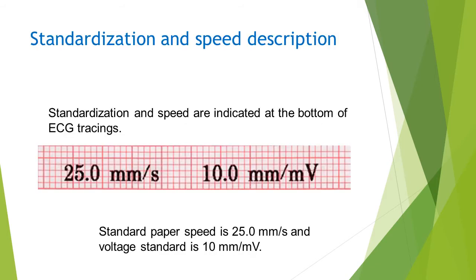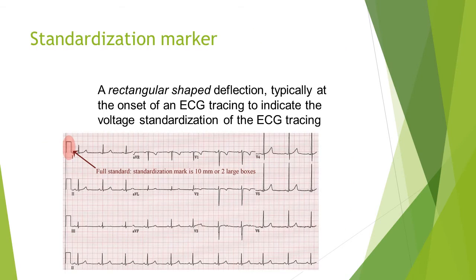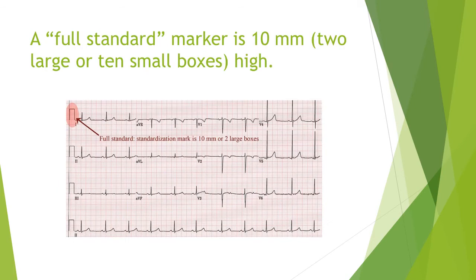First, coming to standardization and speed description. Standardization and speed are indicated at the bottom of ECG tracings. Standard speed is 25 mm per second and the voltage standard is 10 mm per millivolt. Standardization marker: a rectangular shaped deflection, typically at the onset of an ECG tracing, indicates the voltage standardization of the ECG tracing and is seen in all ECGs.